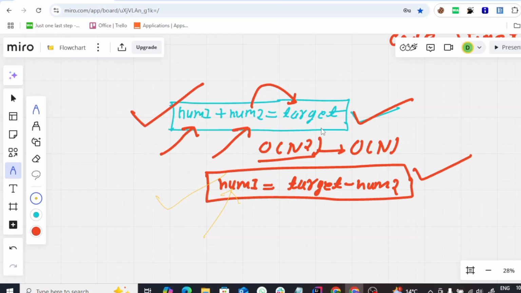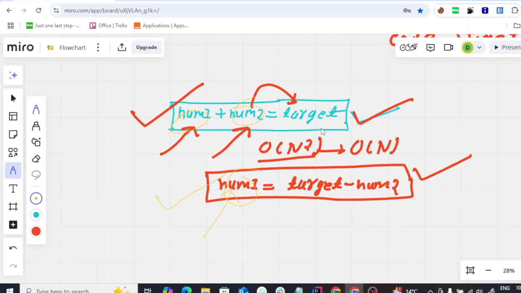That's the reason, guys. For finding two numbers directly at the same time, we don't have any data structure like this. We can't find two numbers at a time. That's the reason I modified this equation into this equation. Now we have a data structure to find one number at a time.